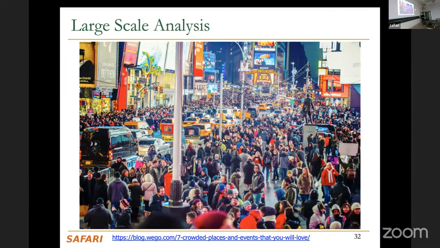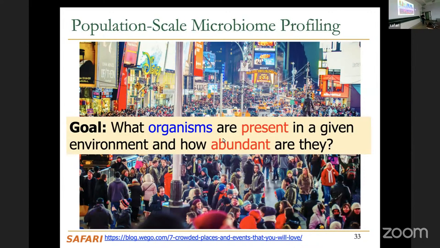And the other metric was large scale analysis, right? So we may want to ask what organisms are present in a human environment and how abundant they are, right? These organisms can be dangerous to you, right? And if you could see them quickly, then you could take actions quickly before they turn into, let's say, outbreaks again, maybe.